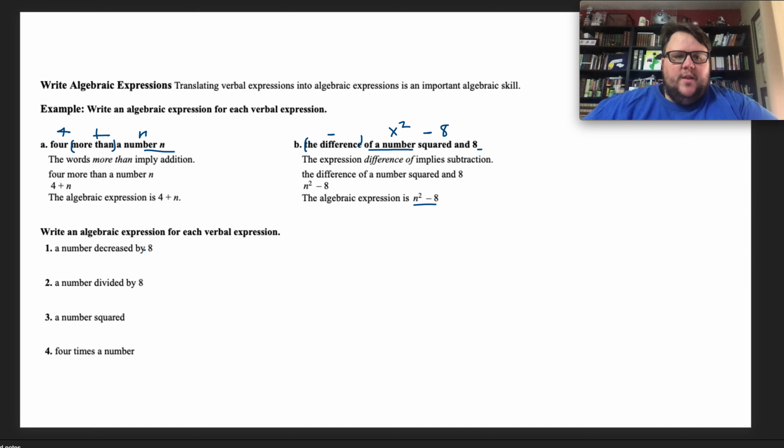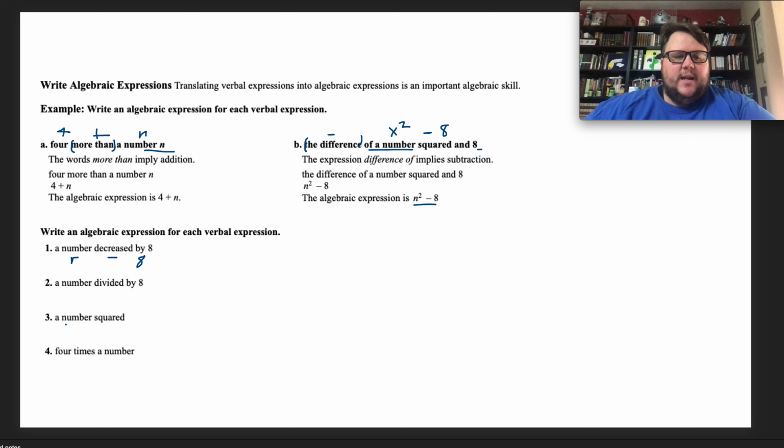So then for write the algebraic expression, a number decreased by 8. Decreased means subtraction. 8 is the number we're subtracting by, and a number sounds like a variable. So let's call this r. r minus 8. Pretty simple. Pretty easy. Hopefully you guys figure it out.